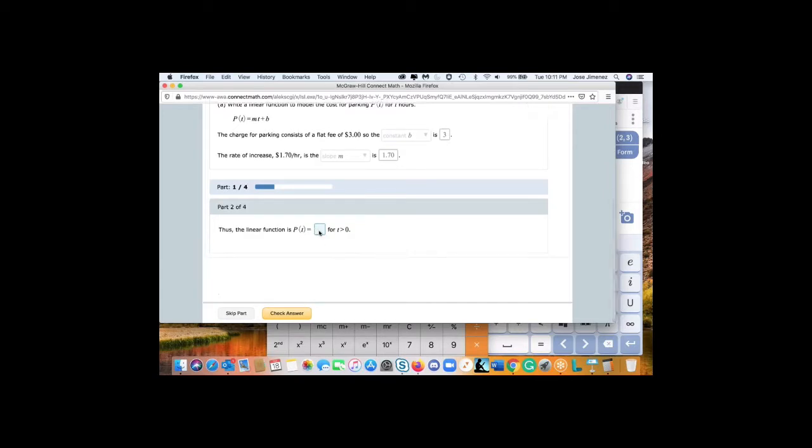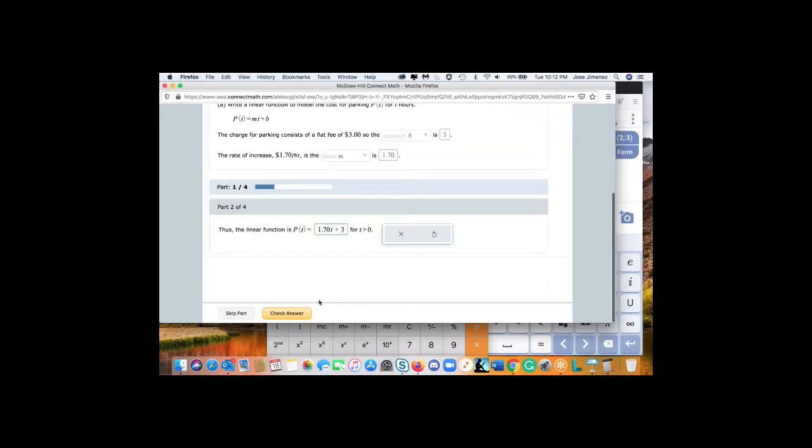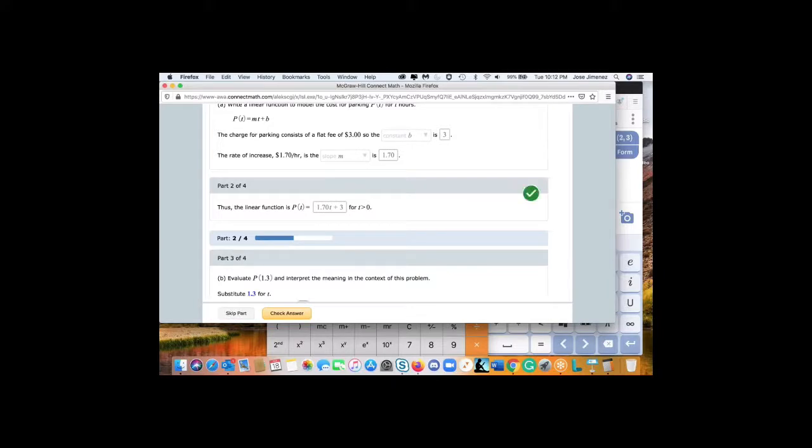And then the formula is simple. You start with 1.70 times t, because it's time plus 3. That's the equation. It's a linear function based on the parking garage in a large city. So it's like a modeling. You're modeling how much it's going to cost for the parking with one equation.